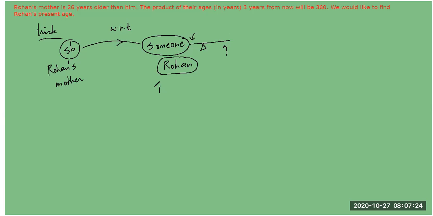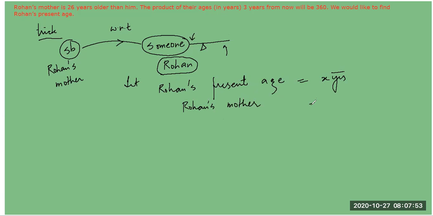So Rohan's age, I will imagine. And always, the trick number 2 is always imagine, let Rohan's present age. In all the questions of age, always let Rohan's present age be equal to x years. Right? Always write the units also. Then what will be the Rohan's mother's age, students? Rohan's mother's age, he says 26 years older. 26 years older means x plus 26. Now, this unit will also be years, right?